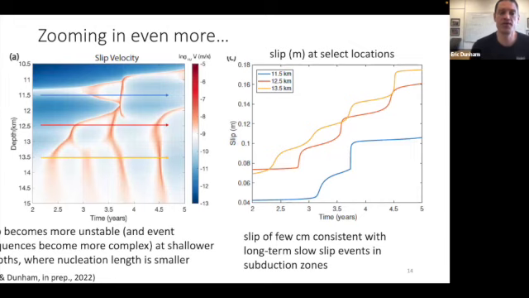If we zoom in even more, we can take a look at these three different depths here shown with the different colors just to get a sense of slip versus time. And so these slow slip events are locking in a couple centimeters of slip, and it's fairly consistent with what's seen in long-term slow slip events. And the periodicity, it's fairly complex, right? It's anything but periodic, but of order 1 year, months to a year.